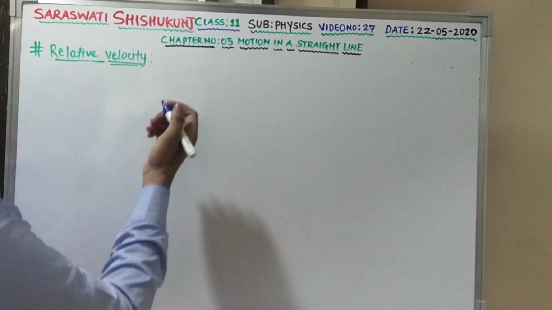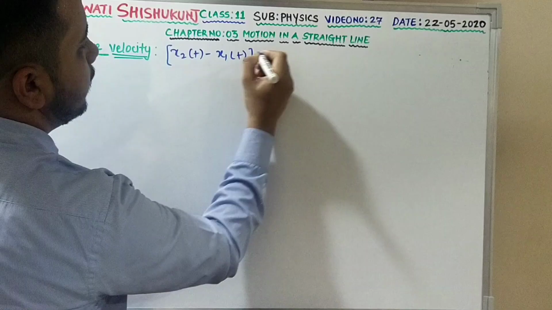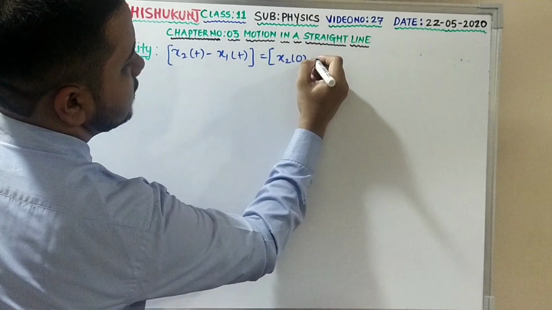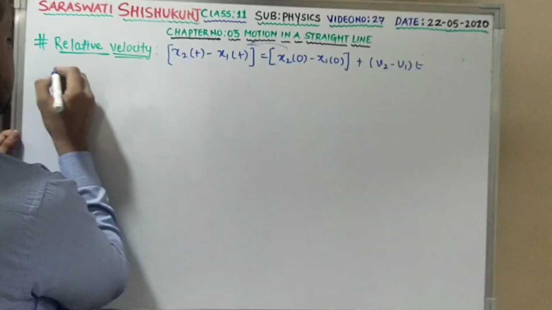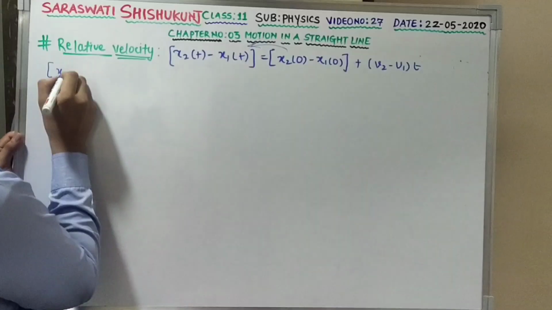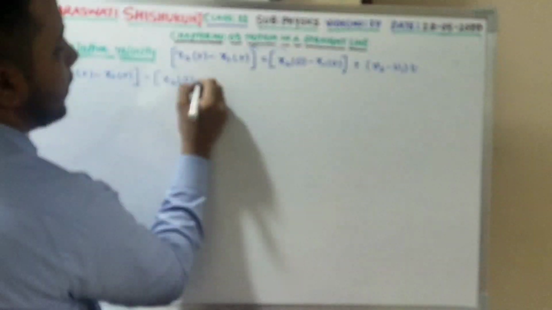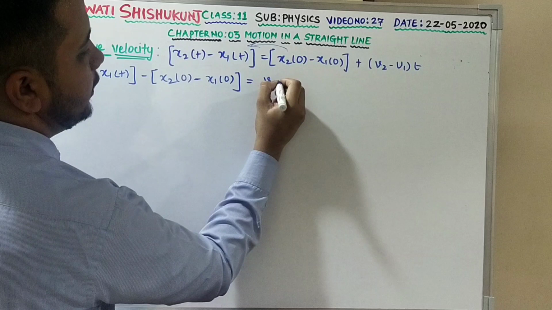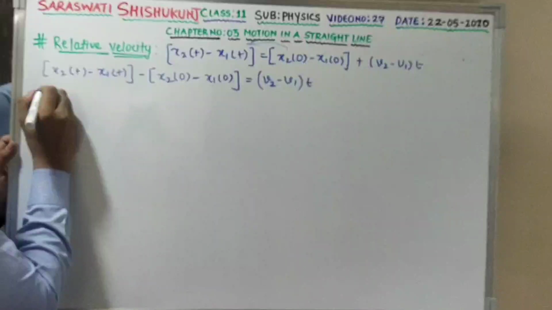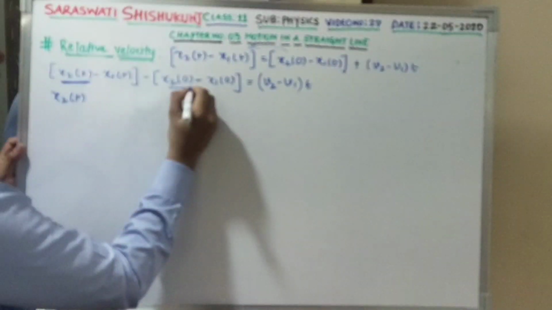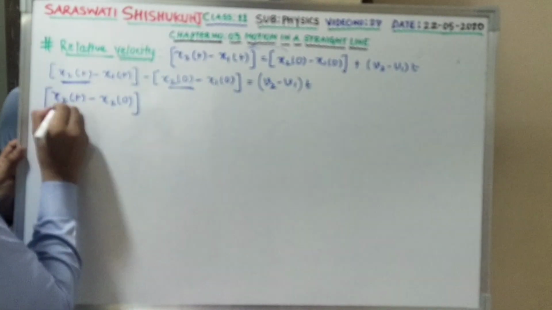Okay, fine. We do have the equation x2(t) minus x1(t) equal to x2(0) minus x1(0) plus (v2 minus v1) into t. If I send this side, I get x2(t) minus x1(t) minus (x2(0) minus x1(0)) equal to (v2 minus v1) into t. Is this clear? If I open it, I get x2(t), this term, and taking x2, minus x2(0). Is this clear?